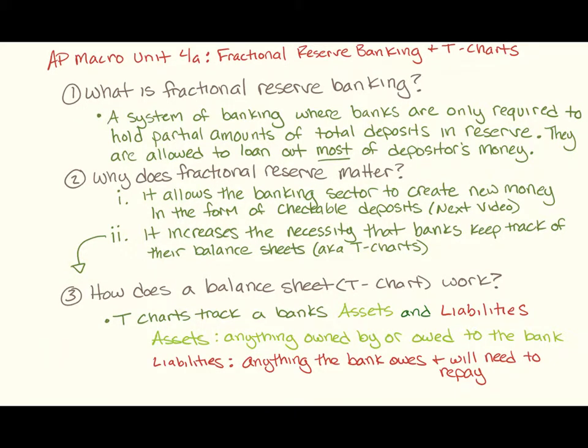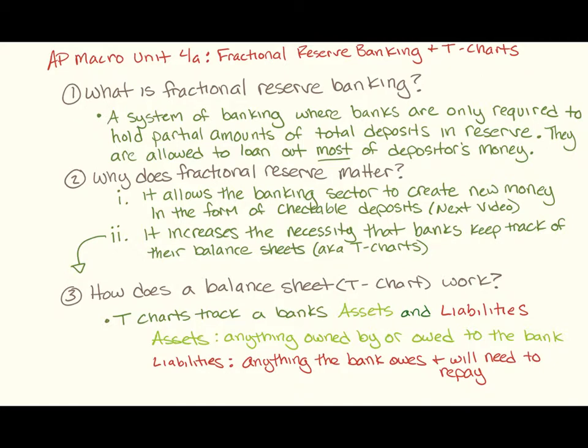Essentially in the United States, because we have a fiat currency system, and because banks are allowed to lend out the deposits that people put into them, this is what's known as a fractional reserve banking system. It's a system where banks are required to hold a partial amount of demand deposits actually in the bank vault in reserve, and they're allowed to loan out the rest.